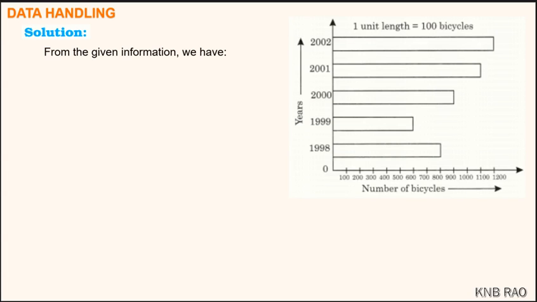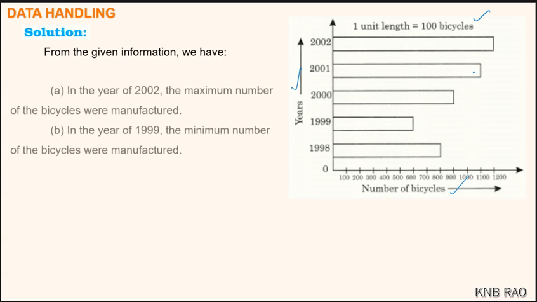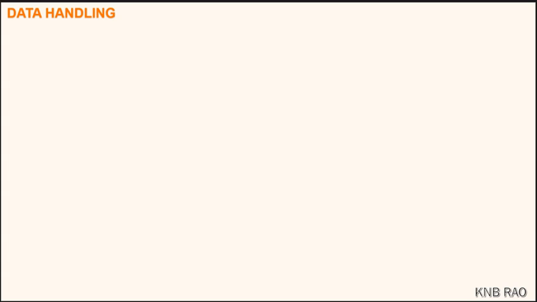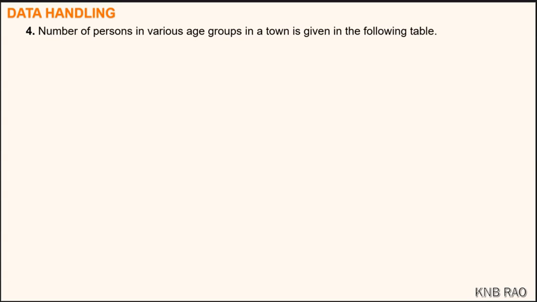Here I have drawn a horizontal bar graph taking the number of cycles on the horizontal axis and years on the vertical axis, where 1 unit of the horizontal axis has 100 cycles. Now, in the year 2002, the maximum number of bicycles were manufactured, and in the year 1999, the minimum number of bicycles were manufactured. Now, let us come to question number 4.